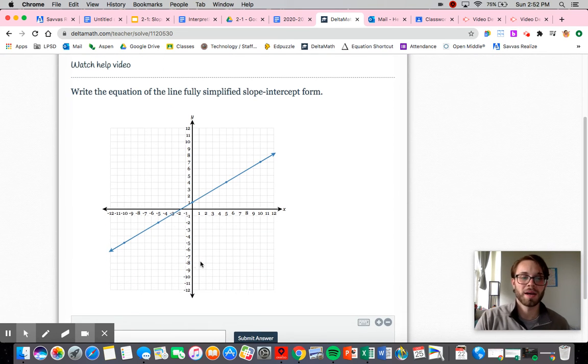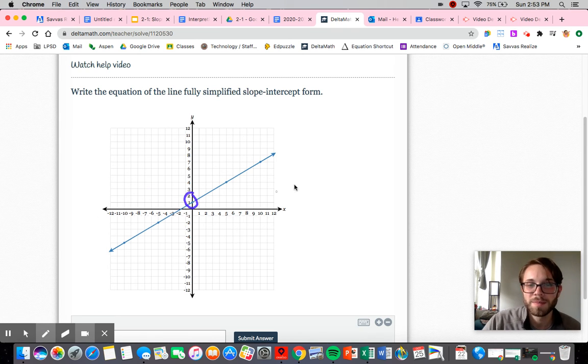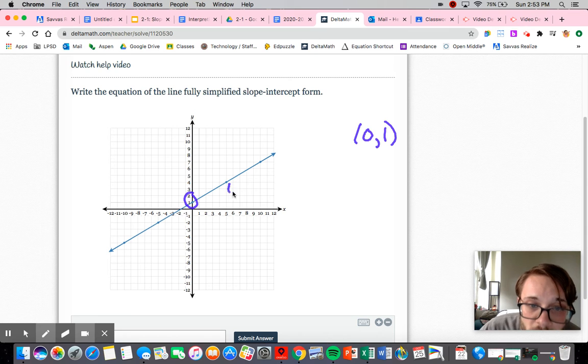So let's look at what we're starting with here. We have our y-intercept of (0, 1). And then we're going to be looking at the point (5, 4), 5 over and 4 up. Okay, so we have our two points.